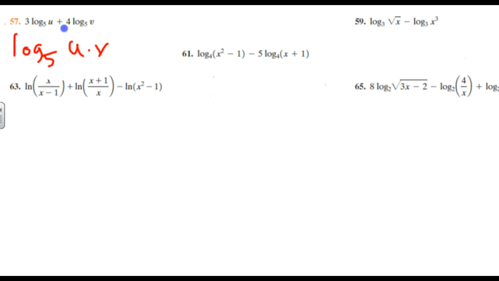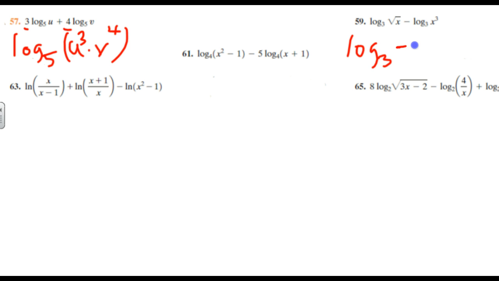Now, don't forget that this 4 and this 3, since they're on the outside, in front of the logs as coefficients, when I condense, they will go back inside and become exponents of the two factors u and v. So when I condense this, the final answer is log base 5 of u to the third times v to the fourth.